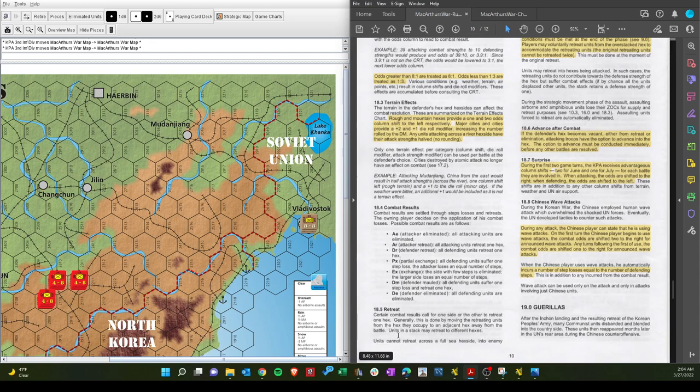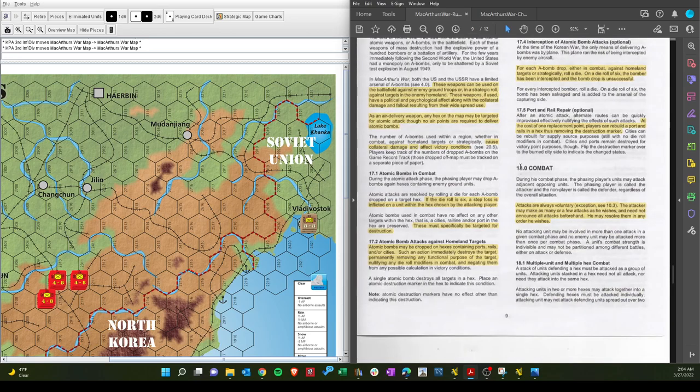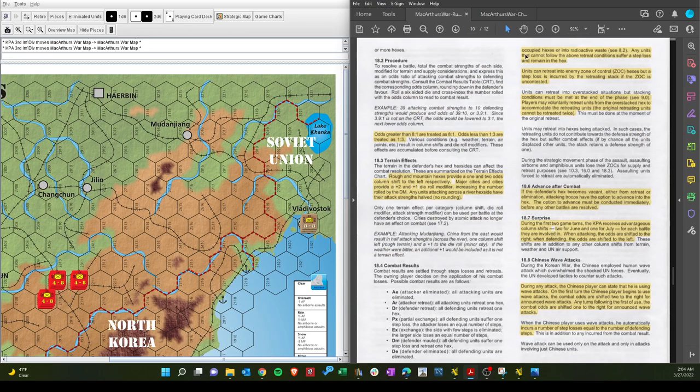Retreat. Units in a stack may retreat to different hexes. Can't retreat into radioactive waste. Any units that cannot follow the above retreat conditions suffer a step loss and remain in the hex. So if you surrounded a unit and it can't retreat, it suffers a step loss. It's not automatically eliminated. Can retreat into overstack situations, but the stacking must be met. Players can do a cascade effect and retreat units from the overstack that were originally there, retreat them out. Can't retreat more than one hex for each unit, so you can cause multiple cascades. Stacking, though, is four divisions.